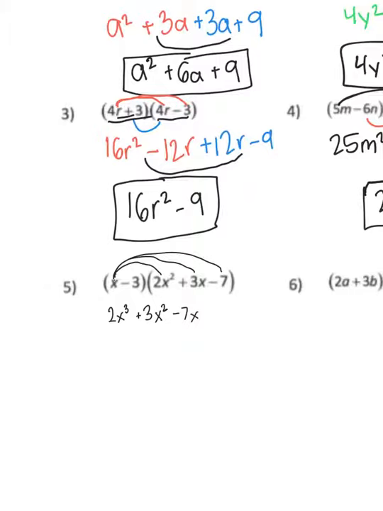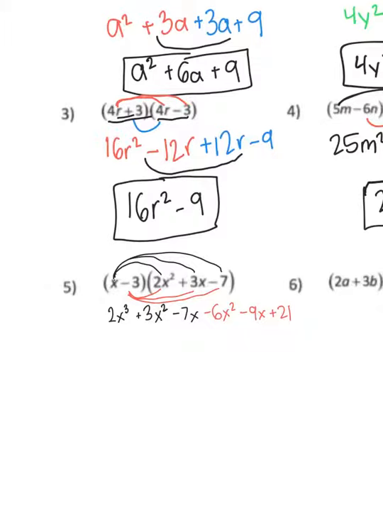Then I'm going to take my second term, my negative 3, and multiply it by each term in my trinomial. So now I get negative 3 times 2x squared is negative 6x squared. Negative 3 times positive 3x is minus 9x. And negative 3 times negative 7 is positive 21.